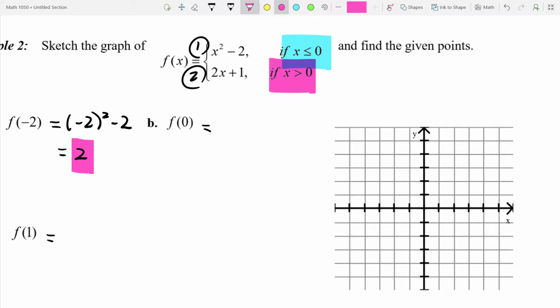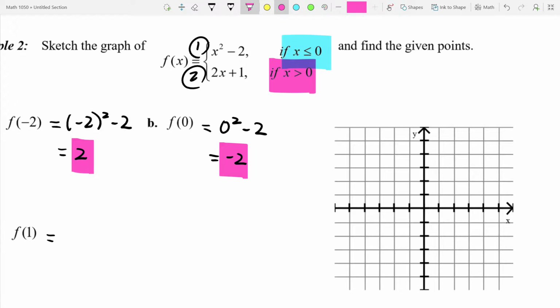F of 0, you tell me. They both have zeros, so now I feel confused. Which one is it? Number 1, because it has the equal sign. So your work that you'll show on the next test would be 0 squared minus 2. That gives me a negative 2, and you're done. If you don't write 0 squared minus 2, you're not going to get full credit. You have to show what you're doing.